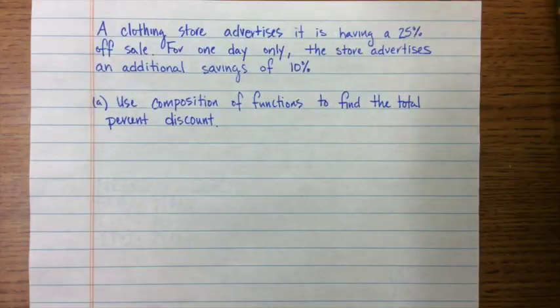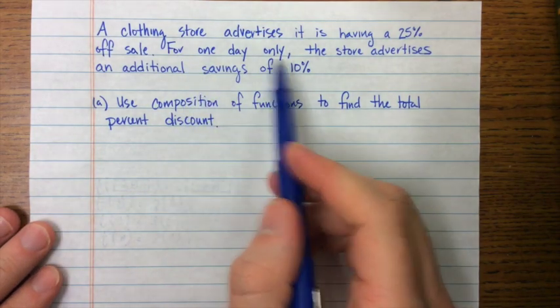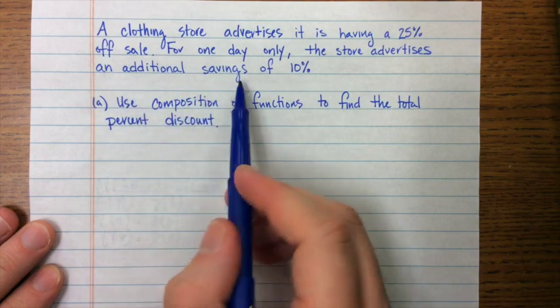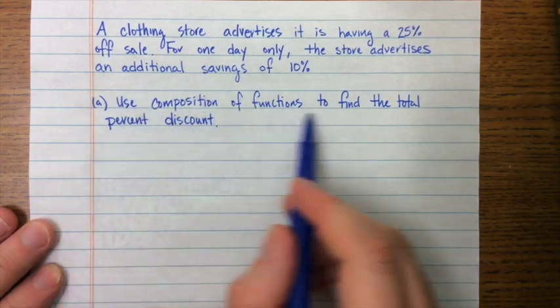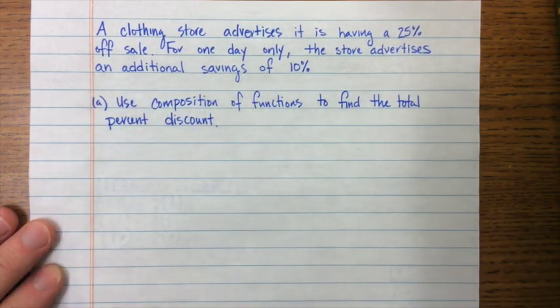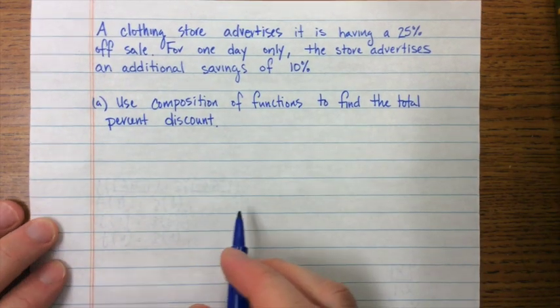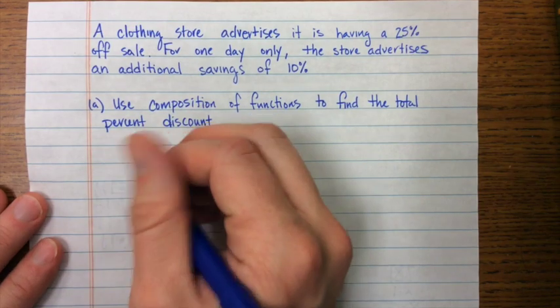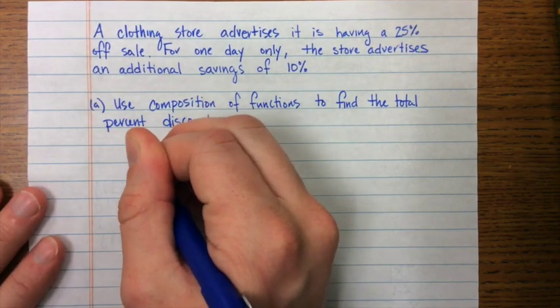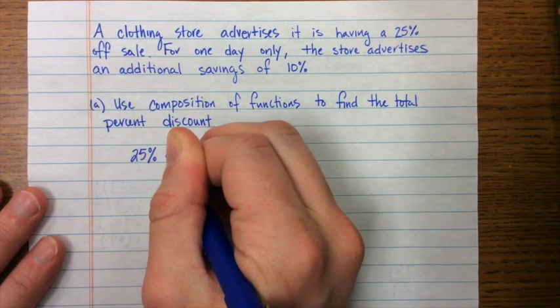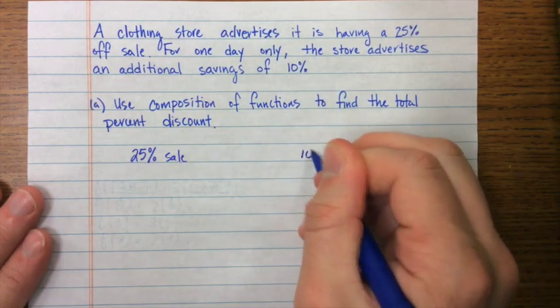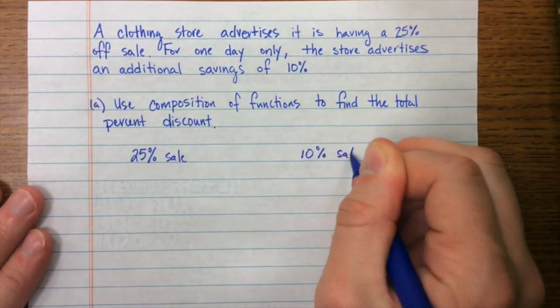So a clothing store advertises it as having a 25% off sale. For one day only, the store advertises an additional savings of 10%. And so we want to use composition of functions to find our total percent discount. We're going to use it to represent this sale. So we kind of need a function for the 25% sale, and we need a function for the 10% sale.